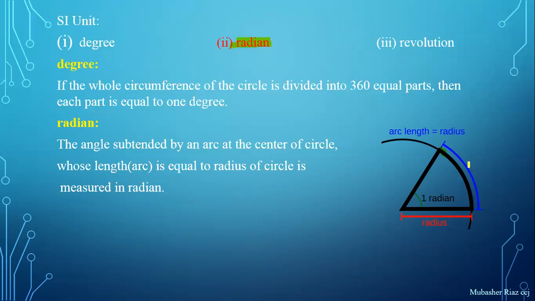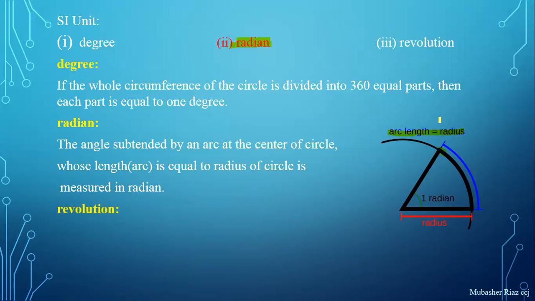So the length of an arc and the radius of the circle, if they are equal to each other, this is the condition. Arc length should be equal to the radius of the circle. Then the angle subtended by this arc at the center would be equal to 1 radian. So this condition must be satisfied. Arc length and the radius of the circle must be equal to each other. Then the angle is equal to 1 radian.